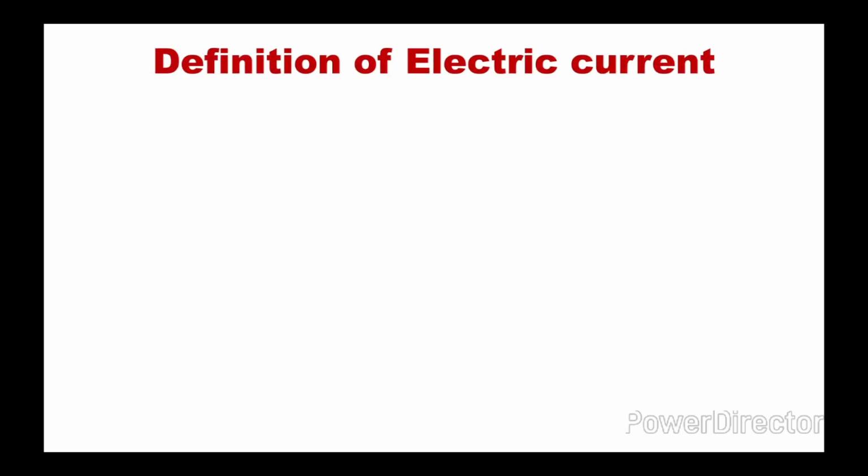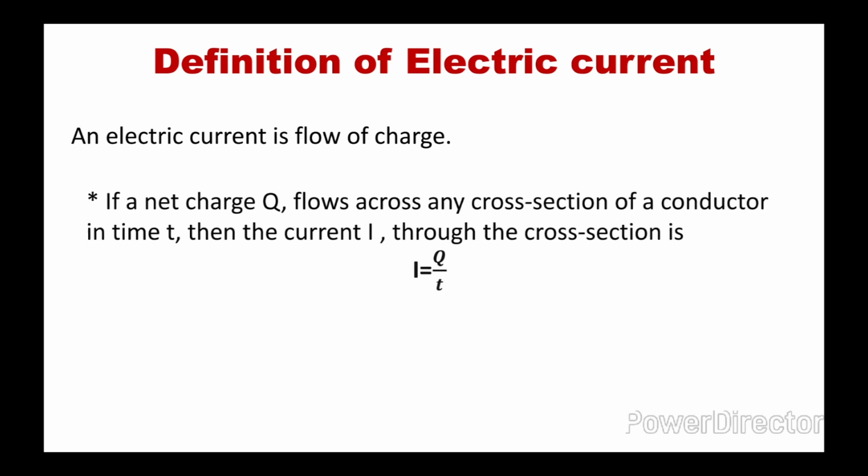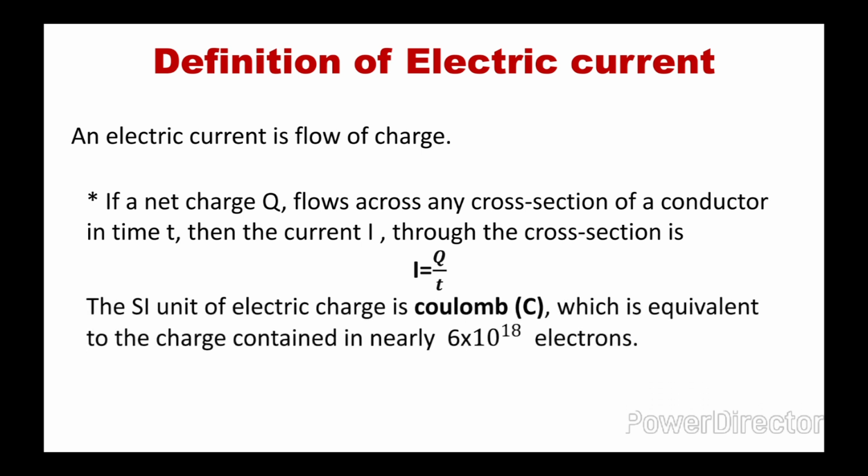The next concept is electric current. What do you mean by electric current? It is nothing but flow of charges. We represent electric current by the symbol capital I. The formula to calculate electric current is I equals Q by T. What does the Q represent? It represents the net charge and T represents the time. So the formula to calculate the electric current is I equals Q by T.